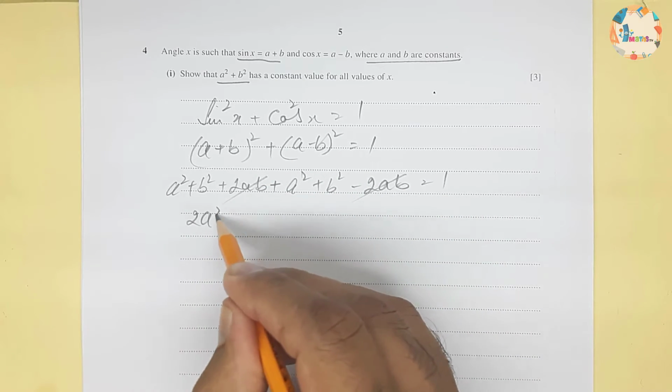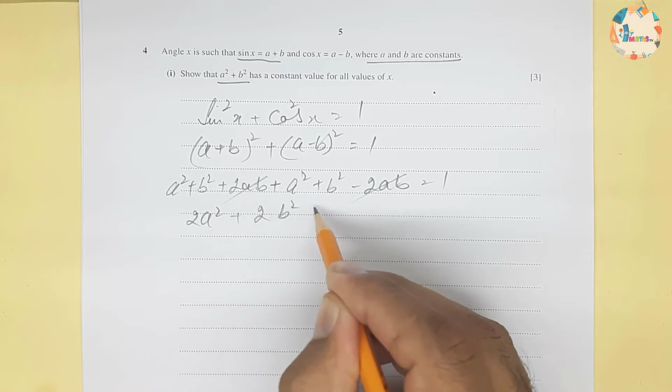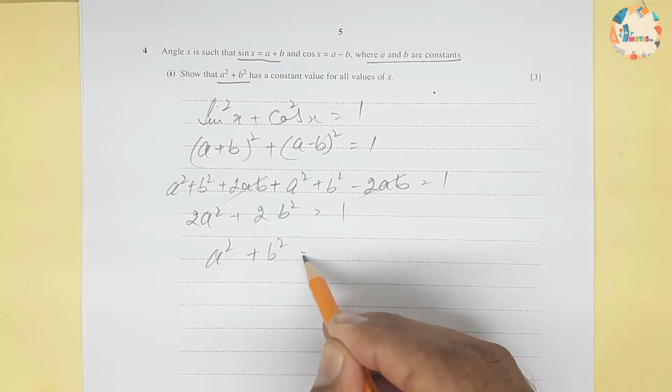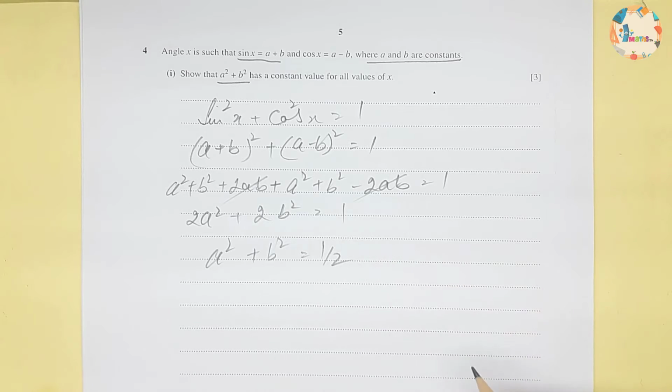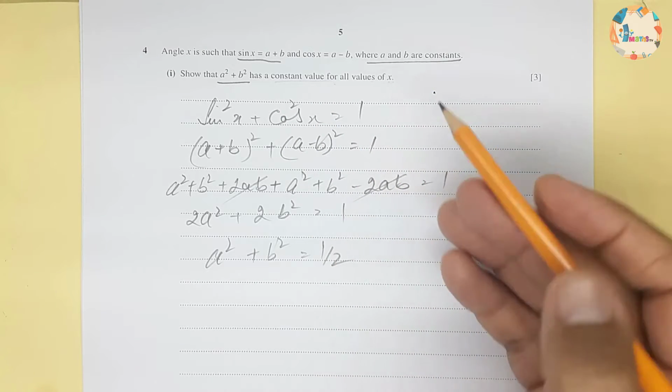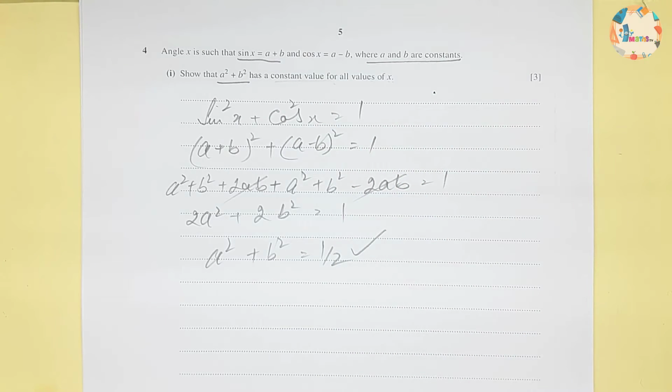So we can write 2a square plus 2b square is equal to 1, and we can write a square plus b square is equal to 1 by 2, and we had to show that this has a constant value for all x. So this is a constant value which we have shown.